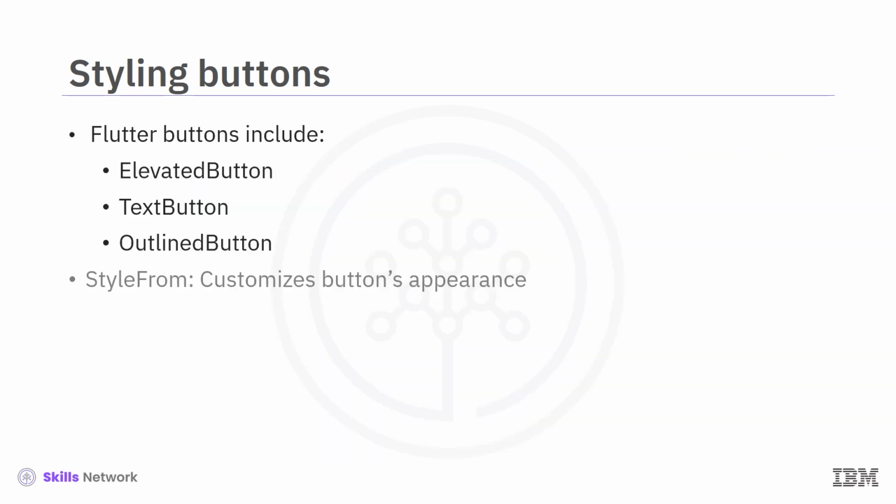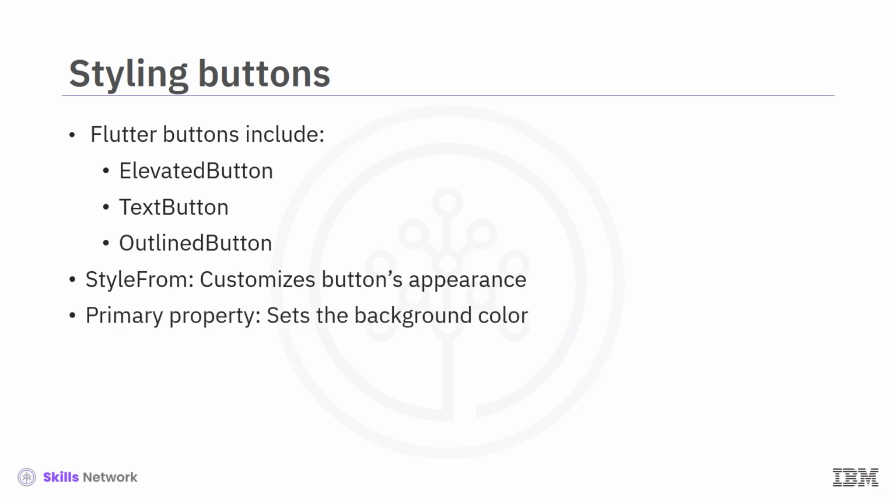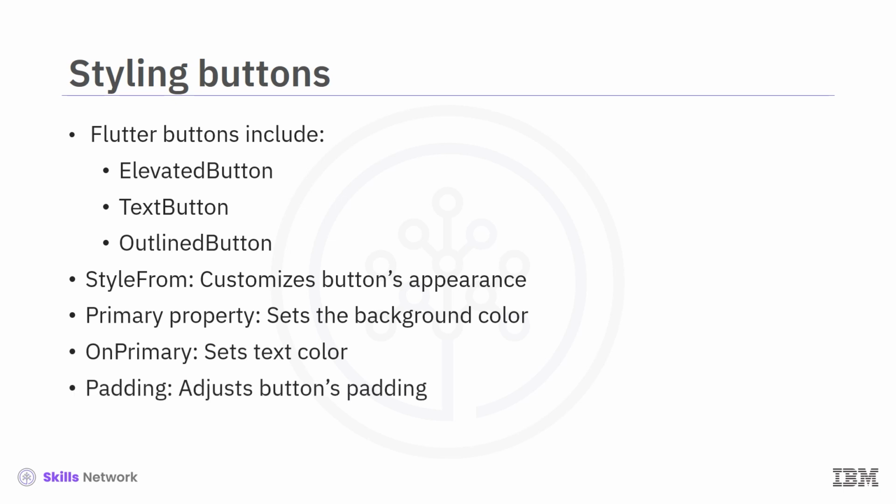In this example, you can use the styleFrom method to customize the button's appearance. The primary property sets the background color, onPrimary sets the text color, and padding adjusts the button's padding. And the text style property is used to style the text inside the button.